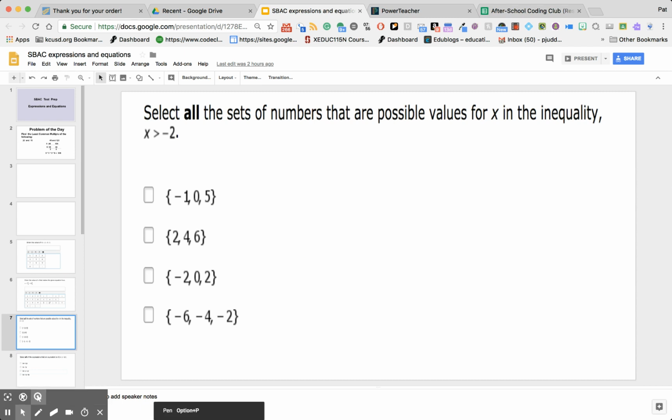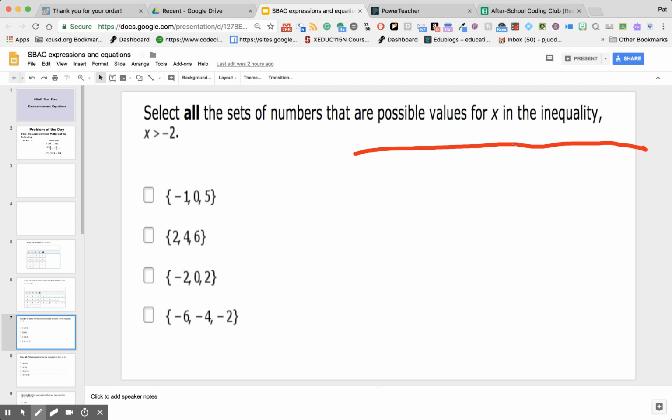And we have another inequality. Select all of the sets of numbers that are possible values for x in this inequality. This time it's x is greater than -2. Well, again, if it helps for you to make a number line, do that. Okay, here's -2. And I'm comparing everything to the -2.